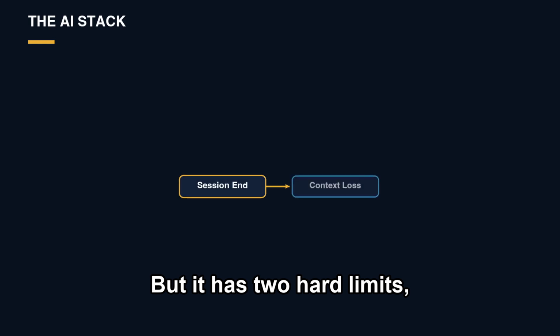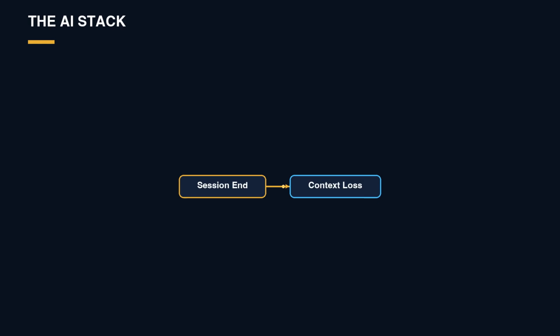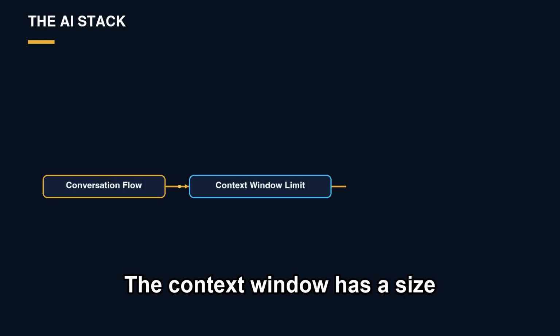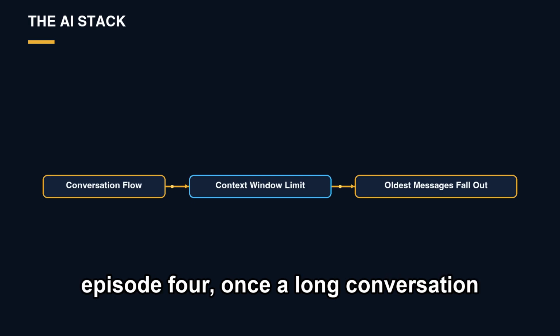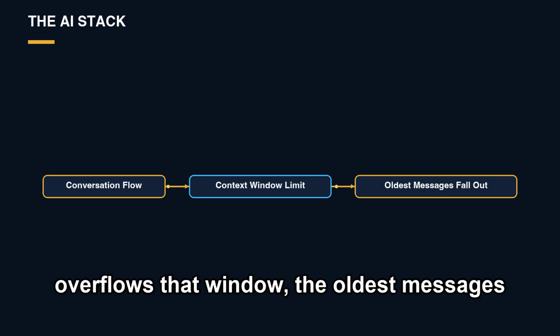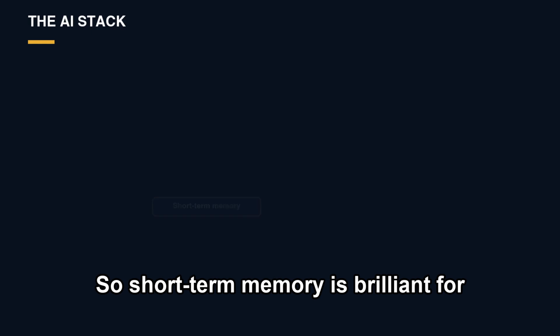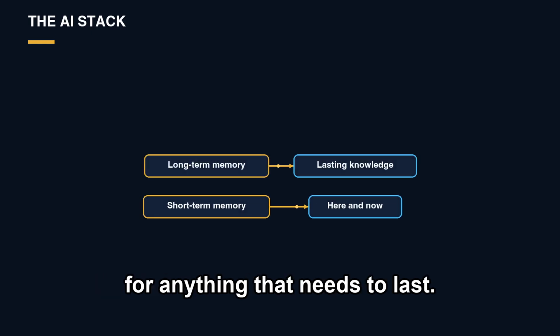But it has 2 hard limits, and we have already studied both. First, it is temporary. When the session ends, the context is gone, and so is the memory. Second, it is finite. The context window has a size limit, and as we covered in episode 4, once a long conversation overflows that window, the oldest messages fall out and are forgotten mid-conversation. So short-term memory is brilliant for the here and now, and useless for anything that needs to last.